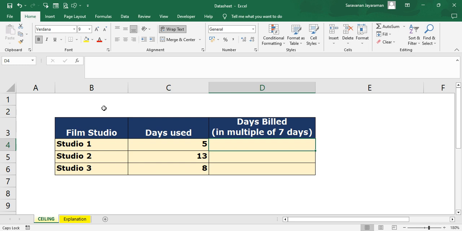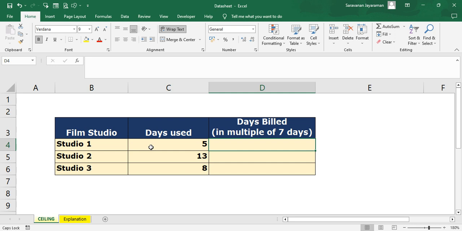Here, we have studios where shootings happen, and we can book these studios. Now, they bill in multiples of 7 days. That means even if you use it for 1 day, they will charge you for 7 days, and in multiples of 7 days: 7, 14, 21. Now, in Studio 1, we have used 5 days for our project, in Studio 2, 13 days, and in Studio 3, 8 days.